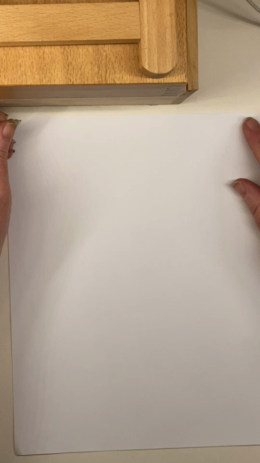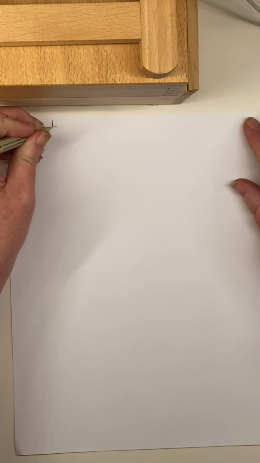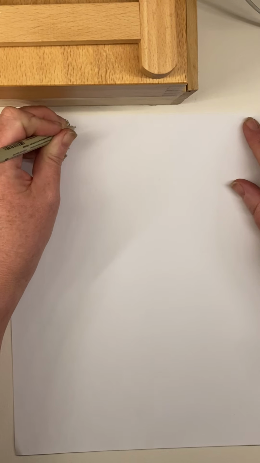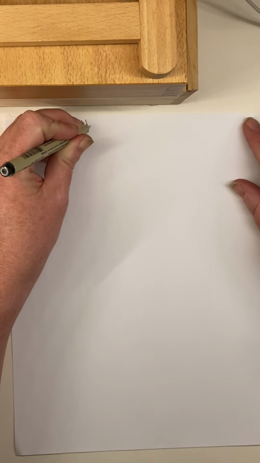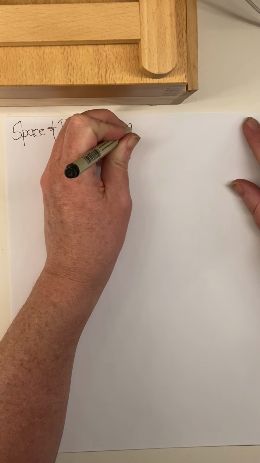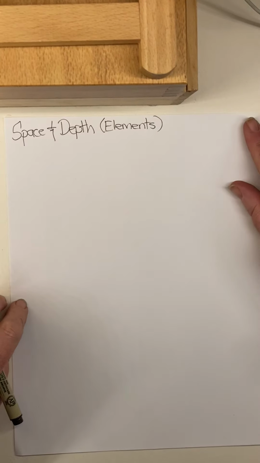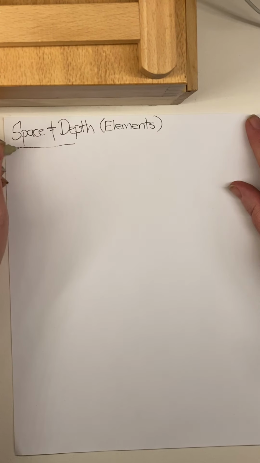Okay, so today's lesson is about the element of art that is called space and depth. This is one of those we wrote down on the very first day. Remember when we wrote down the elements, and we haven't really talked about it too much. So this is the idea.